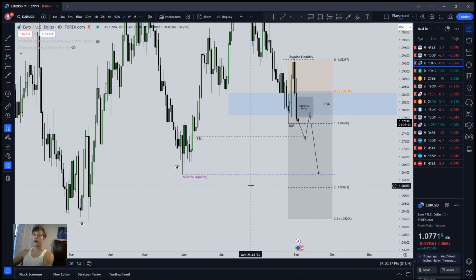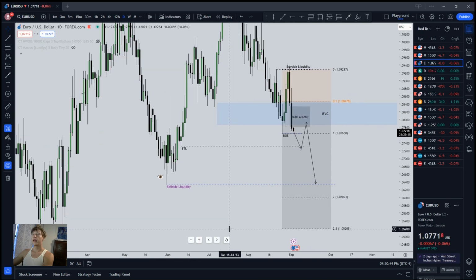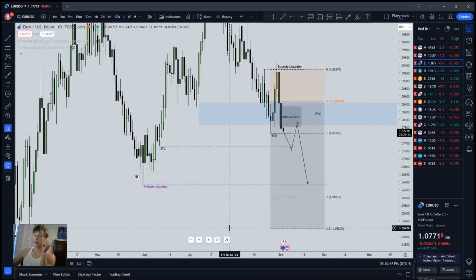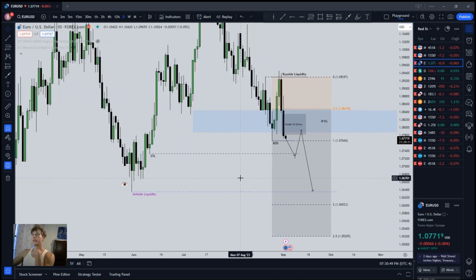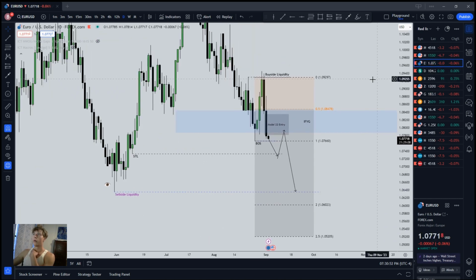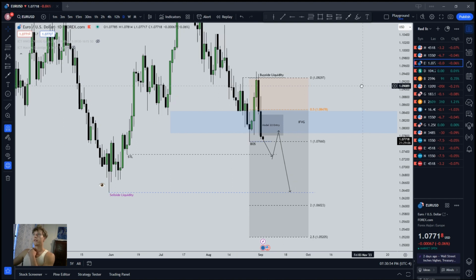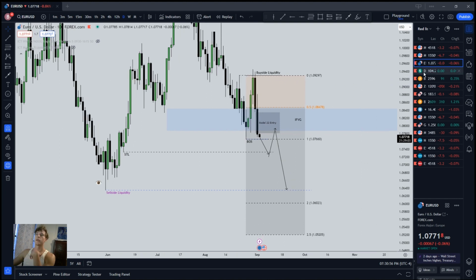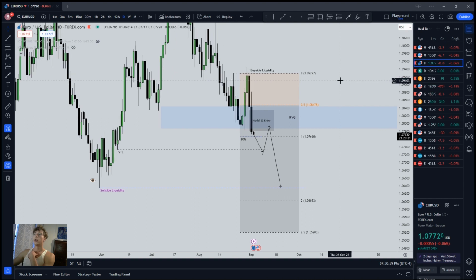So if we look down at 2.5, 2.5 would give us these relative equal lows, almost exactly to this low. And that is my long-term sell-side liquidity target. So this would be what you're looking at for a trade for the next following week, or at least this is what I'm looking for as a short-term swing trader.